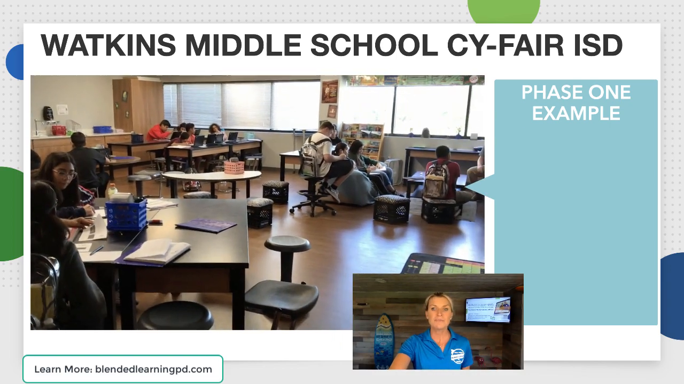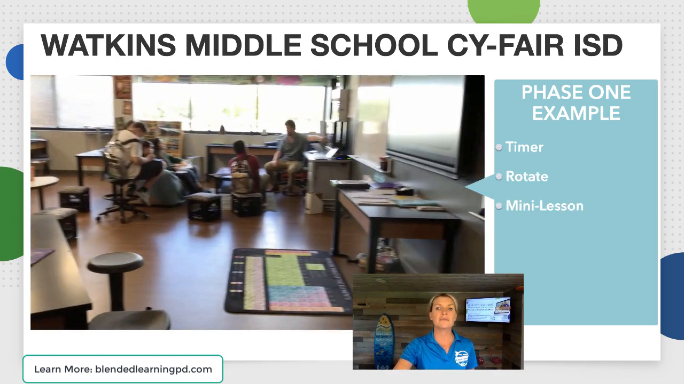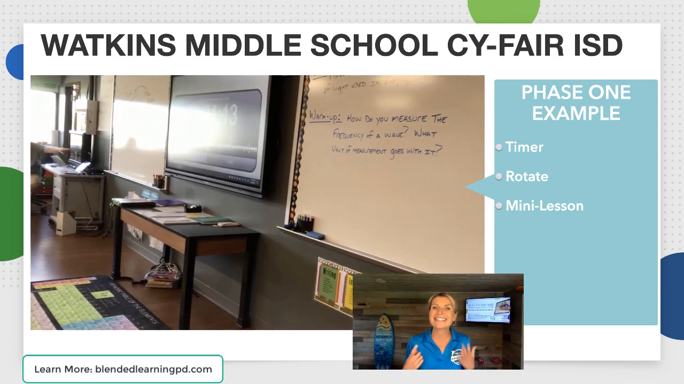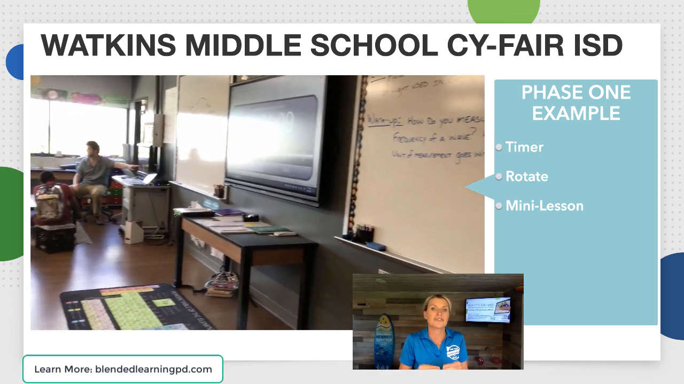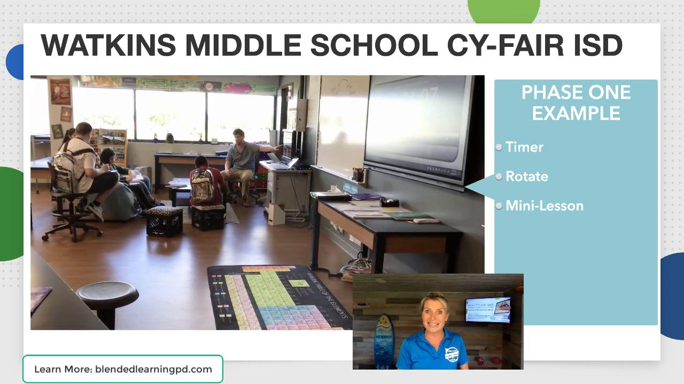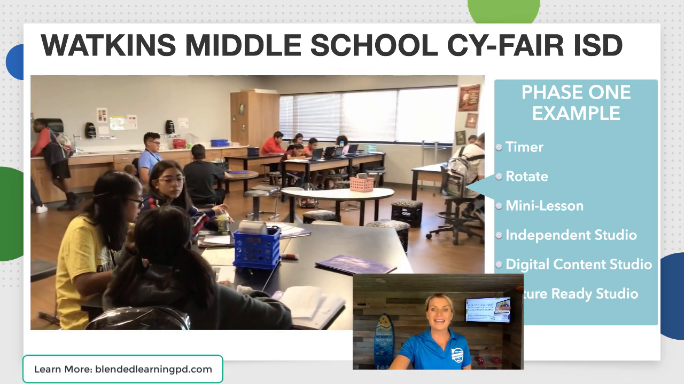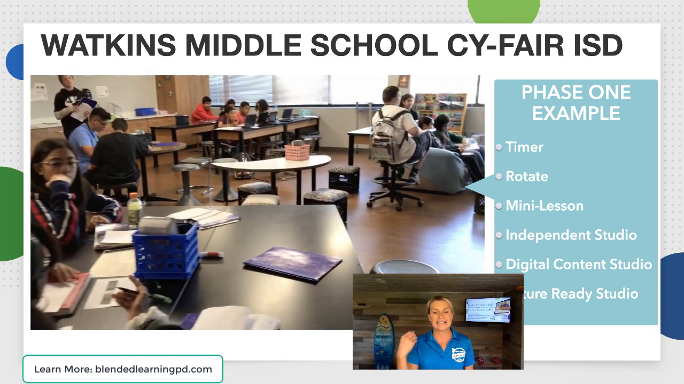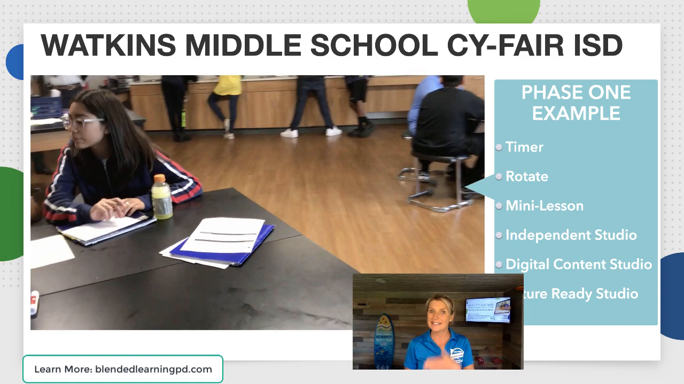This is phase one. In phase one, a timer will go off, the students will rotate, and they'll move to the next activity. Look at his mini lesson. His mini lesson had six kids in it. He was targeting their skills and really making sure those kids understood the concepts he was teaching in science. Then they go to independent practice, digital content, and of course future ready. The kids will rotate from one studio to the next as soon as that timer goes off. This video was taken in September.